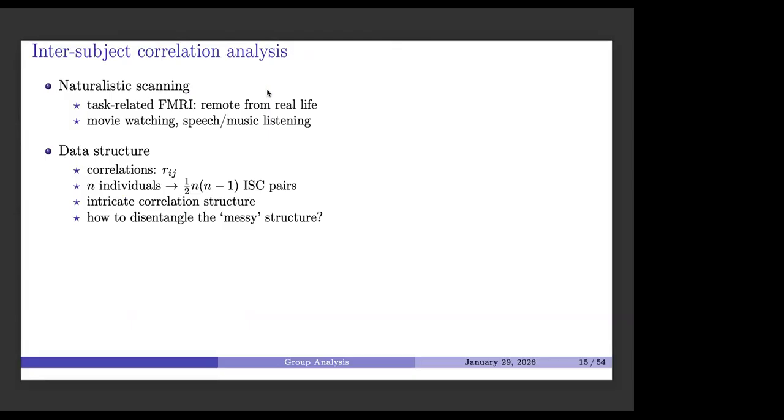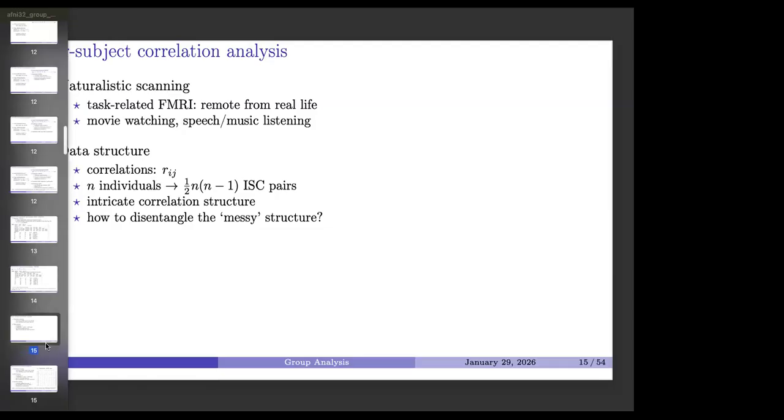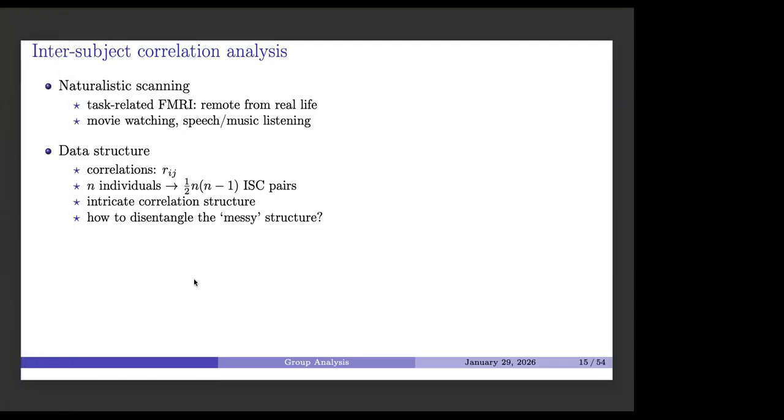The next one, I want to briefly talk about intersubject correlation analysis. This is for naturalistic scanning. It's a niche part of fMRI studies, usually for movie watching or speech or music listening. So the task in this case is just continuous, unlike the typical fMRI studies where you have concrete events, right? You show a face or push a button, with multiple trials. In this case, it's continuous.